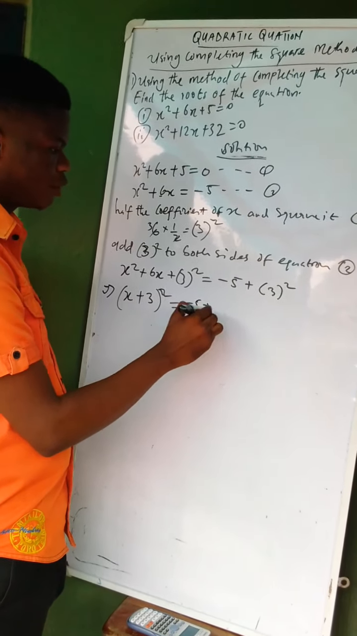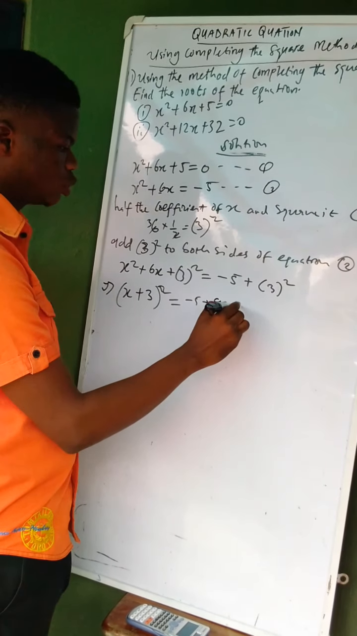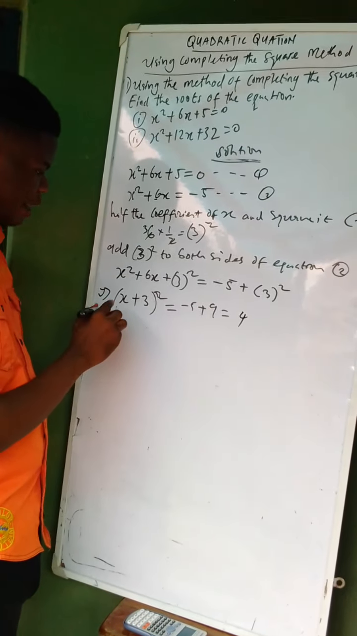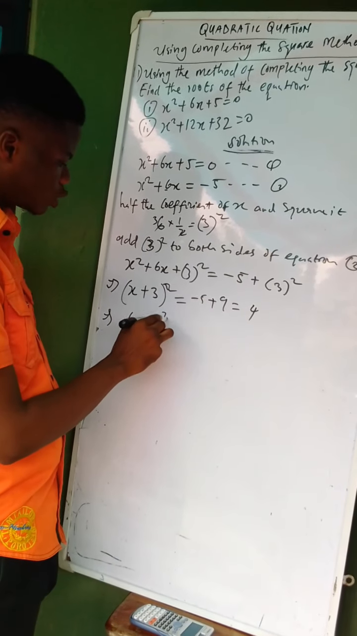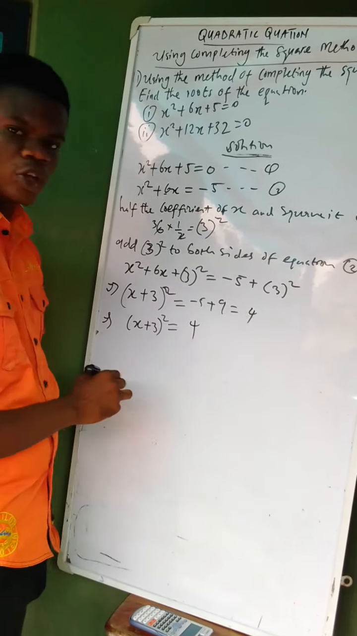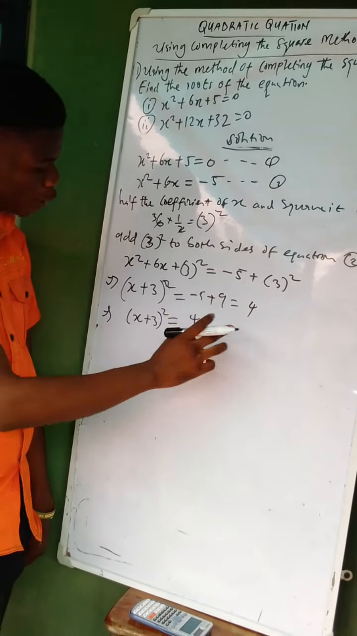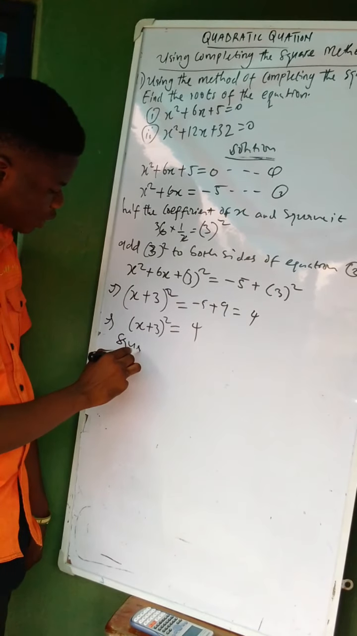I have minus 5 plus 3 raised to the power 2, which is 9. That is equal to 4. So I'm left with x plus 3 all squared is equal to 4. So what's the next step? The next step is to square root both sides. So I'm going to square root both sides.